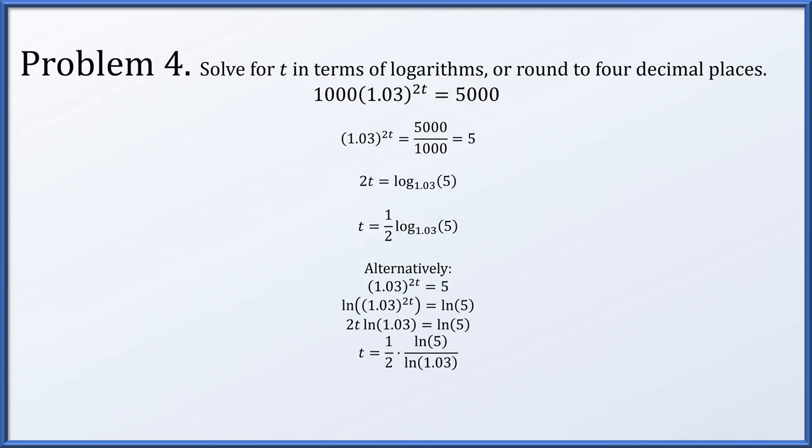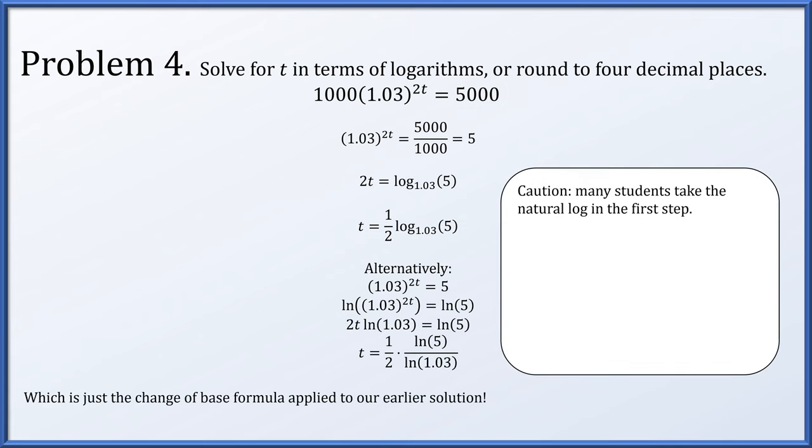Now I can divide both sides by 2, but also by the natural log of 1.03, which is just a constant. And t is equal to 1/2 times log 5 over log 1.03. And observe, compared to our first solution, 1/2 times the logarithm base 1.03 of 5, this is just the change of base formula applied to that logarithm.